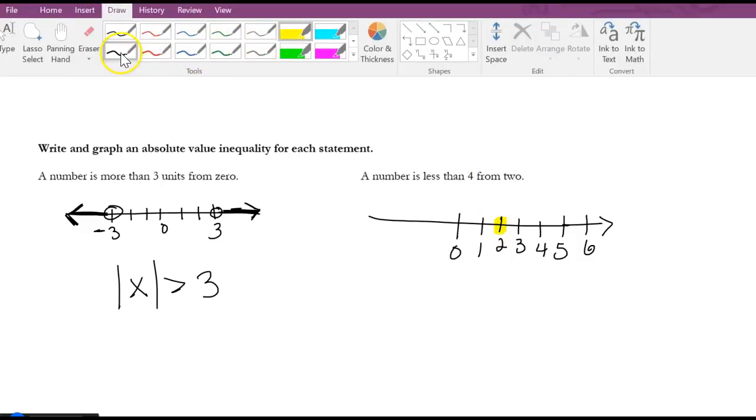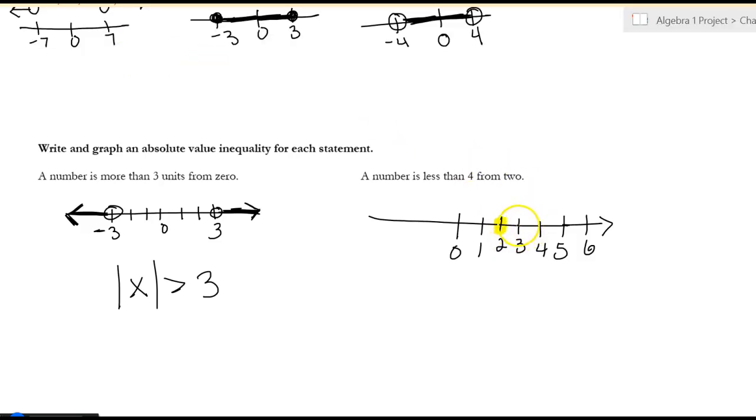Okay, so it's less than 4 away. So that's 1, 2, 3, 4. So it doesn't include 6, but it's there. I'm going this way. And then 1, 2, 3, 4 from here. So it's within 4 of 2.